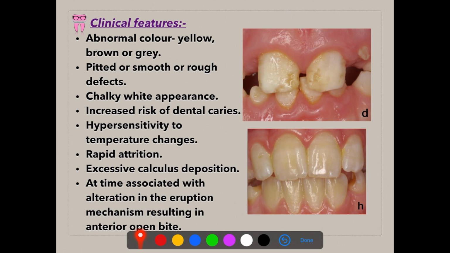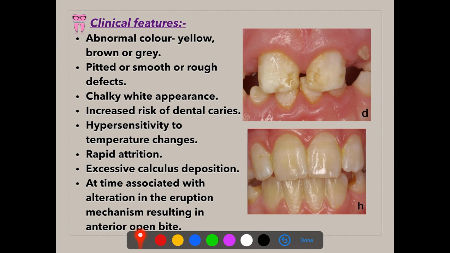It could be pitted, smooth, or rough defects. It exhibits in these three types of defects. As you can see, it's pitted over here, pitted and rough over here, and it's smooth over here. It gives a chalky white appearance, which is a classical feature of type 2 amelogenesis imperfecta. Chalky white appearance indicates hypomineralization.